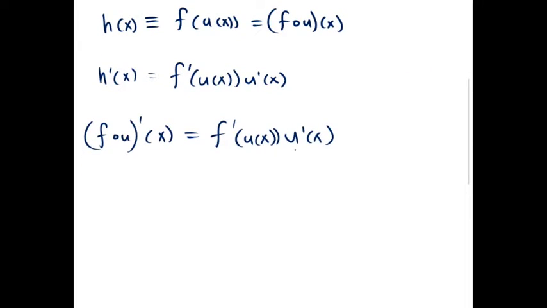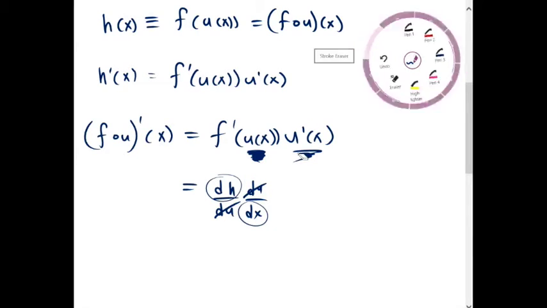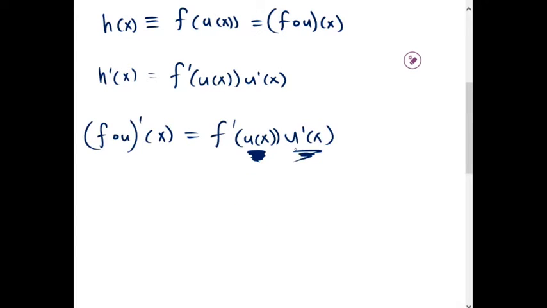And I'll show you kind of why this makes sense. This is kind of like dh/du, because we're differentiating with respect to u. And u prime is kind of like du/dx. And if we cancel these u's, which we can't really do, but you can see we get dh/dx, which is what we're looking for.